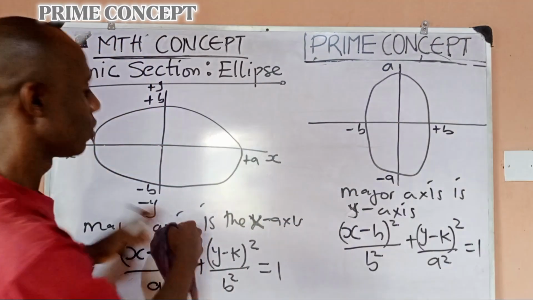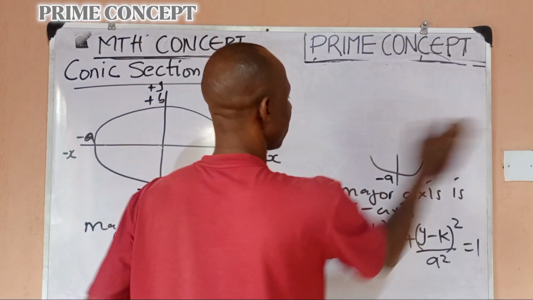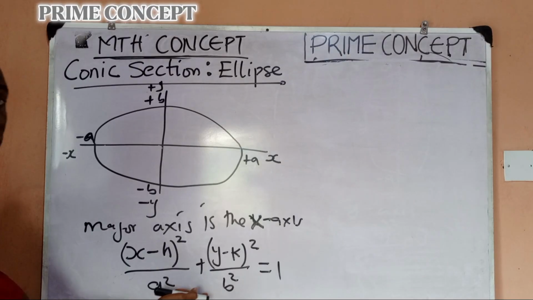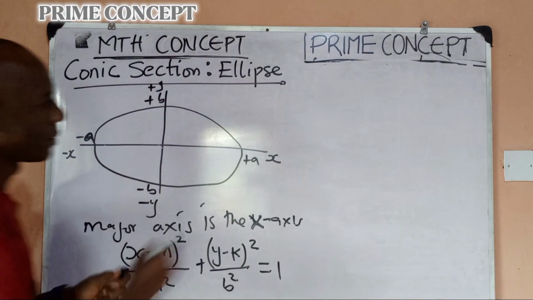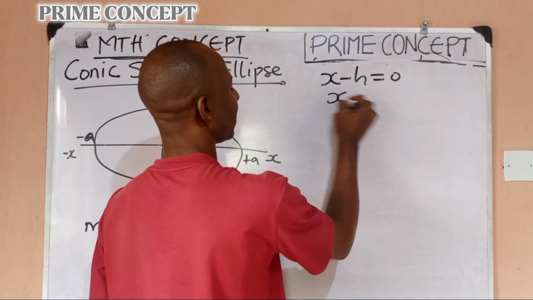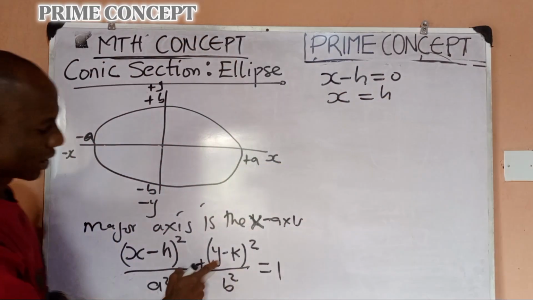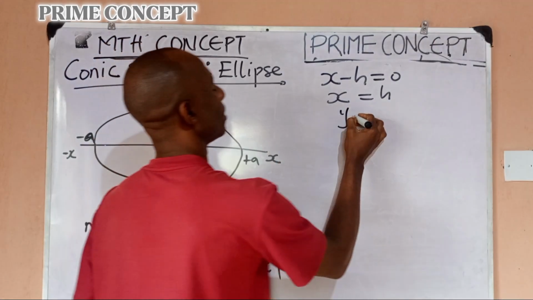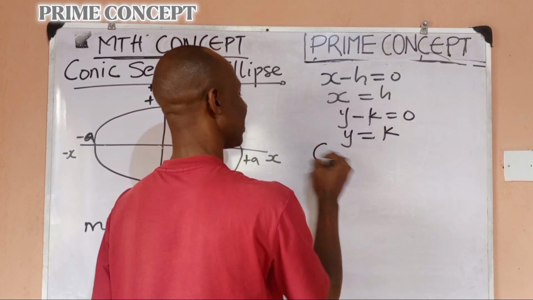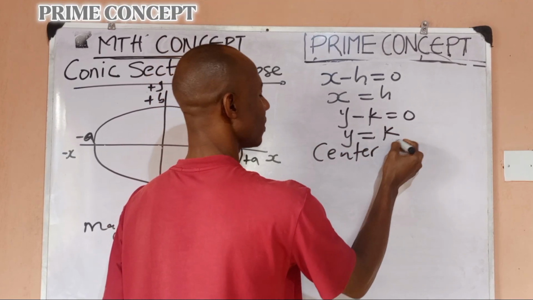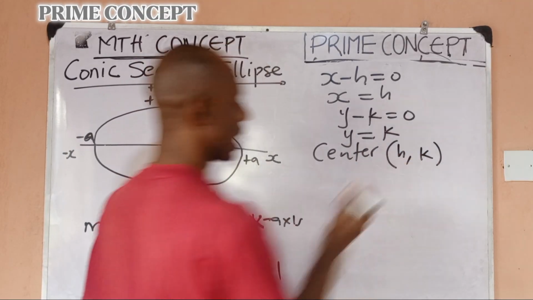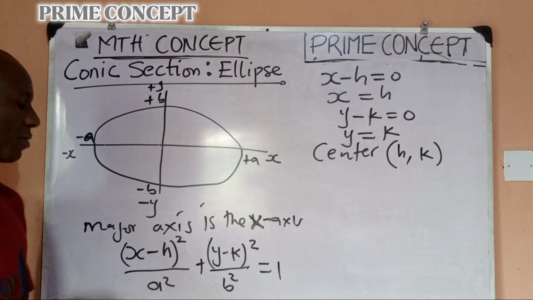So let me rub this and make do with this for now. For me to obtain the center of my ellipse, given this equation, I would simply say that x minus h is equal to 0, and then x becomes h. I'll do the same thing for y. I'll say y minus k equals 0, which would mean that y is equal to k. So the center of my ellipse is given by the coordinates h, k. So this is how we can always find the center of our conic.